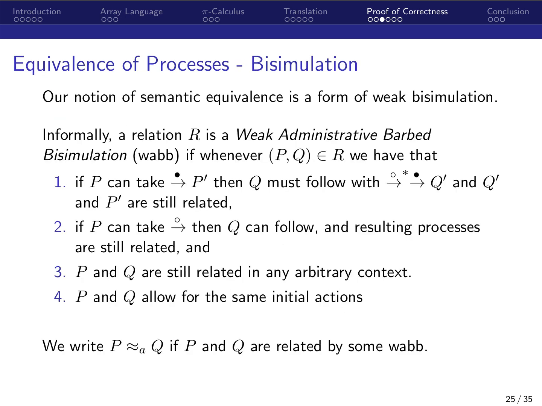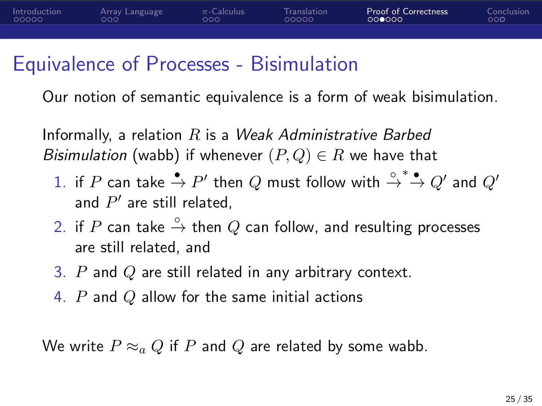Now, those are some of the features of our encoding. And how do we prove that the encoding is correct? Well, we need a notion of semantic equivalence. And we use a form of weak bisimulation, also known as delay bisimulation. We speak of weak administrative bisimulation, or WAB.